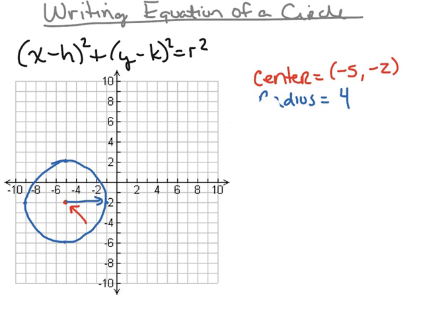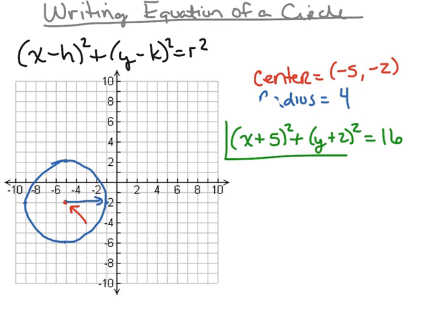Once we have the center and the radius, we can begin writing our equation. So here we go. We're going to start off with x, not minus 5, but plus 5. They've got to be opposites. Plus (y + 2)². Again, they've got to be opposites. Equals whatever the radius is squared. So if I square my 4, 4 squared becomes 16. So this is our equation for this circle: (x + 5)² + (y + 2)² = 16.